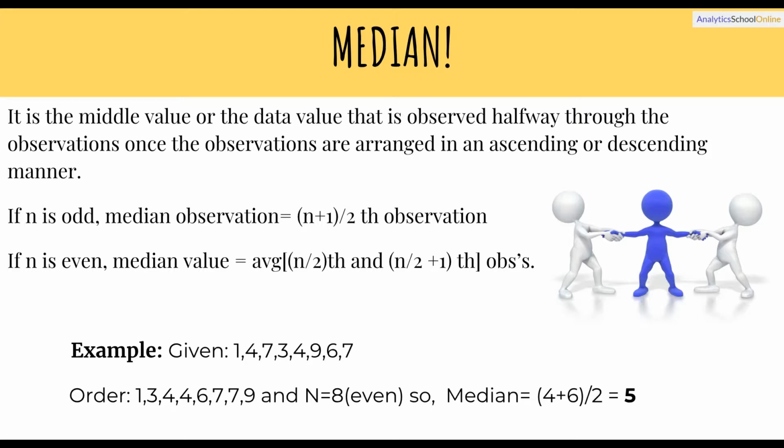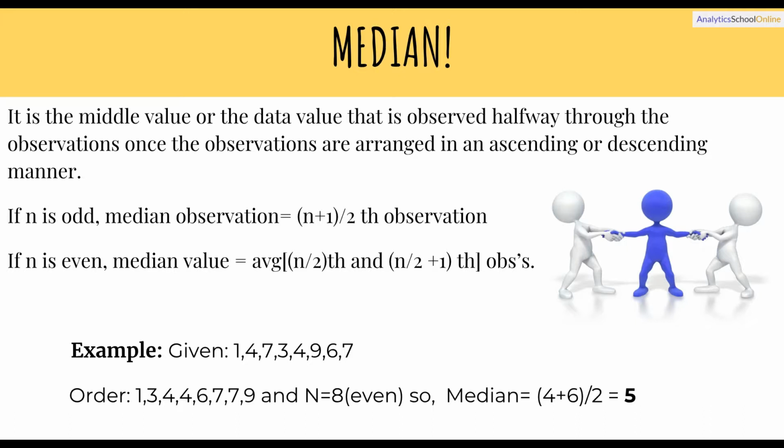You have 8 observations, just like the last example. So what you try to do is that you first try to order this data. That is really important, and once you've ordered this data, you need to take the average of the 4th and the 5th observation, because you have 8 observations, and by the formula of n by 2th and n by 2 plus 1th observation you get this 4th and 5th value. And so you simply take the average. 4 plus 6 is 10 and divide by 2 is 5, so 5 is the median value.